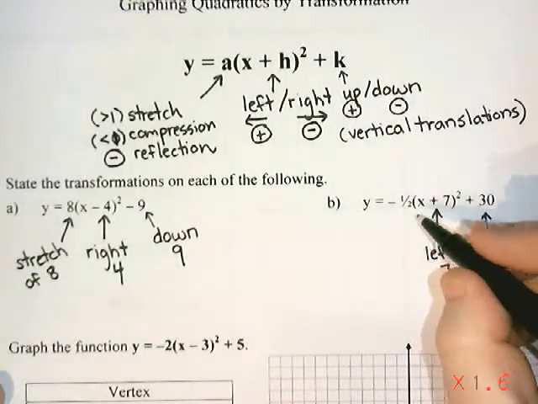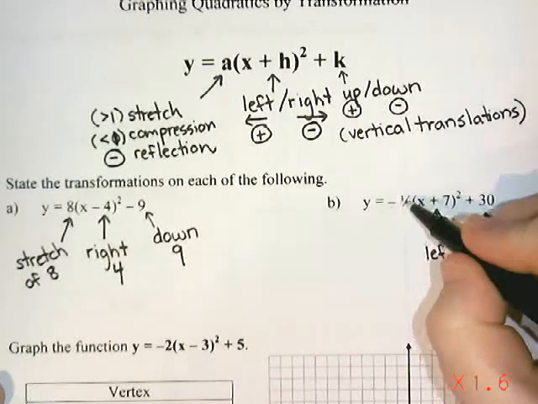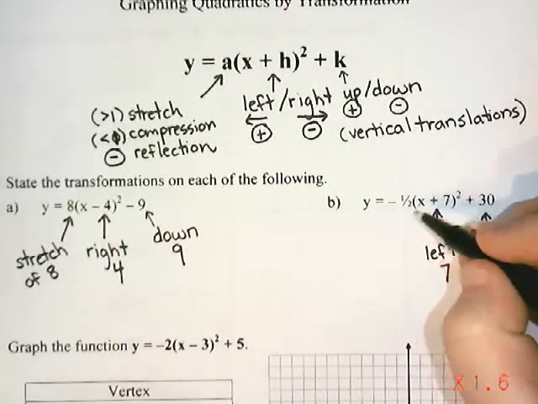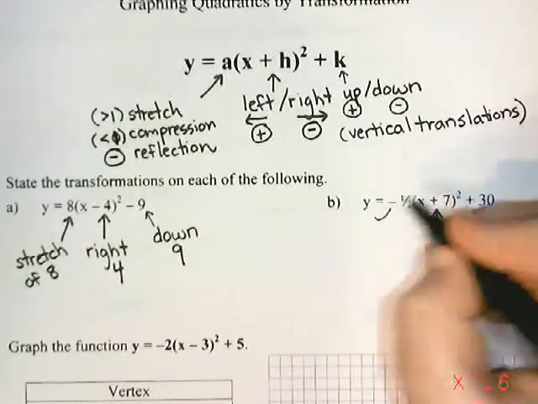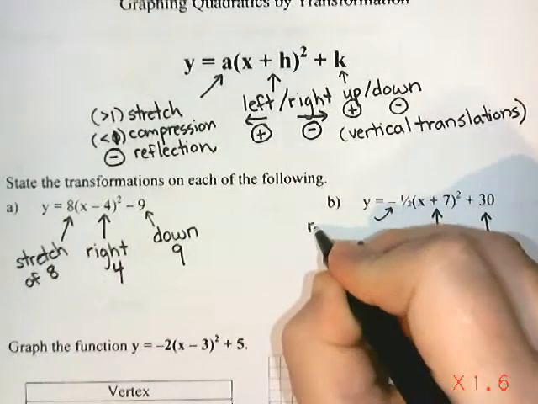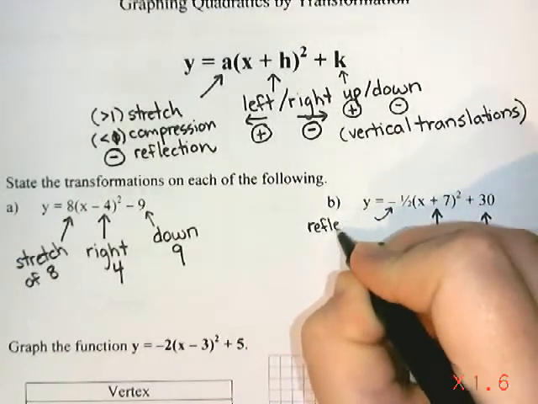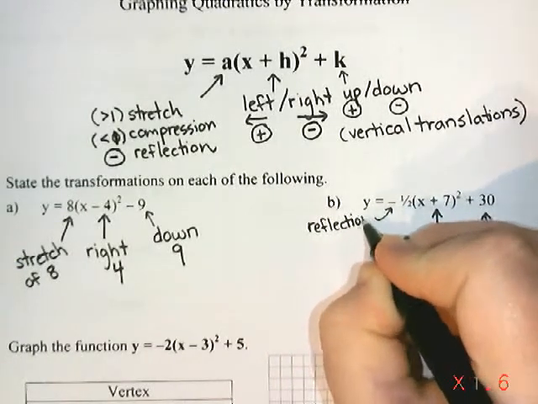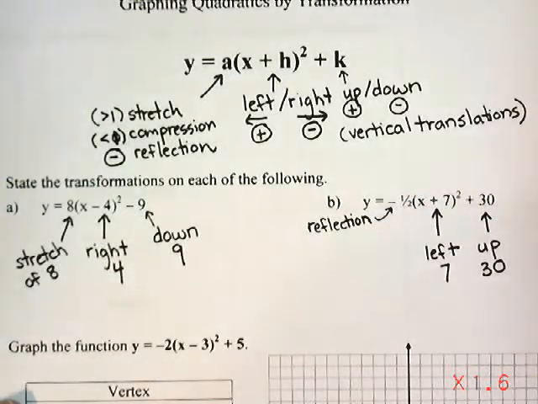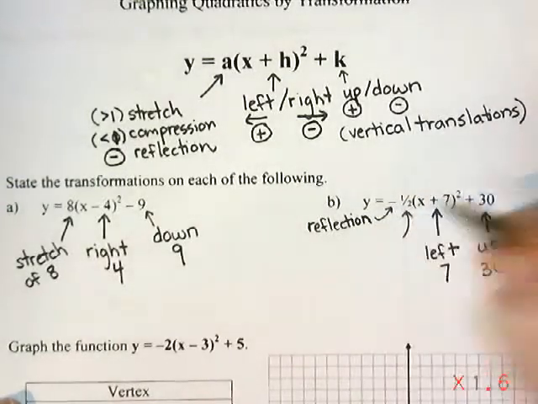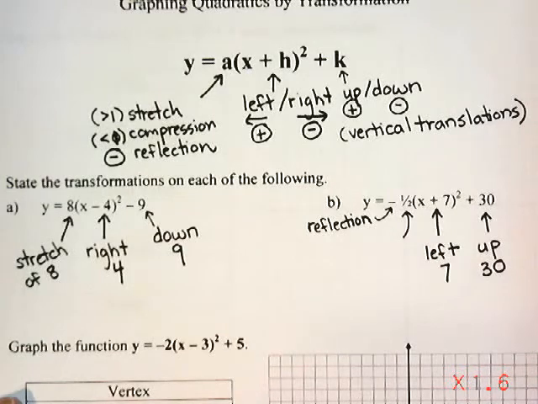And up front, we actually have two things going on here with the a. We have a negative and a fraction. So the negative part is going to be a reflection, which means our parabola is going to be upside down. And the 1/2 is going to be a compression.